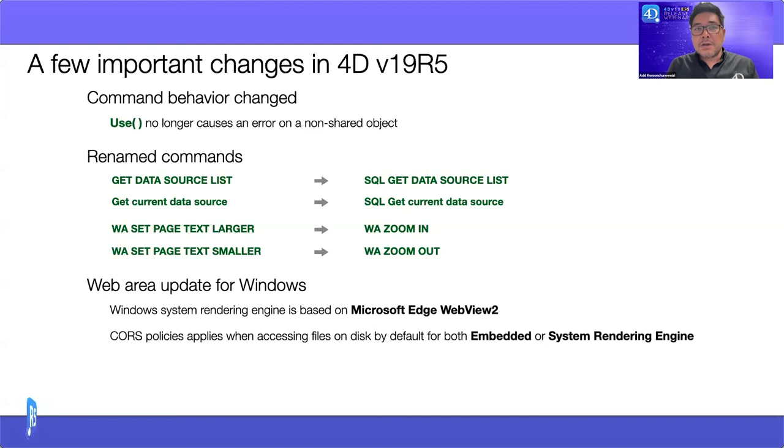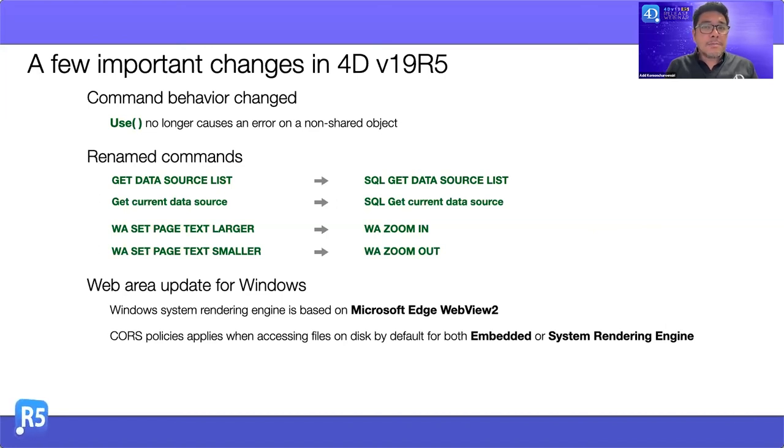So this is similar to the feature that you may already see on the web somewhere where you're trying to access a non-HTTP request outside of your domain. It always flags some security issues, but now it's within the context of 4D and the disk access.